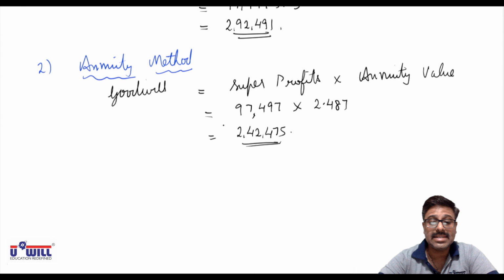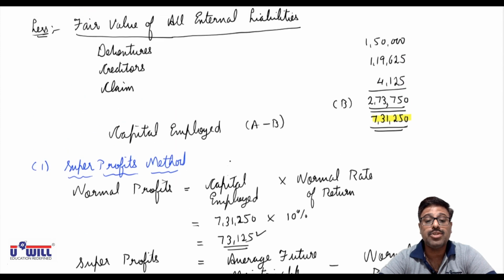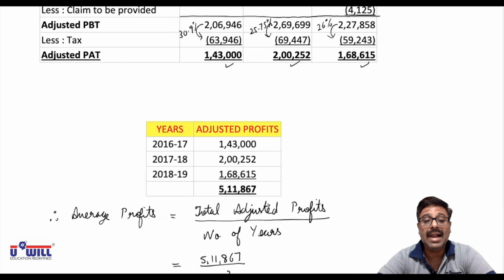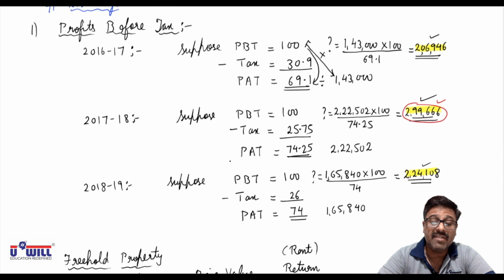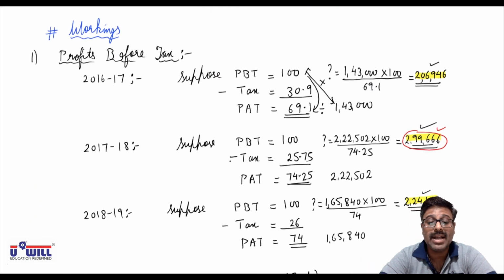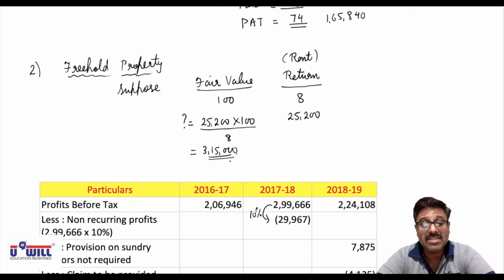So I hope everyone is clear with this question, where we have obtained average future maintainable profits also and capital employed also. Plus adjustments were also very good from profit after tax. How did we calculate profit before tax? How did we obtain properties value from rental value? All these are important points from MCQ point of view.